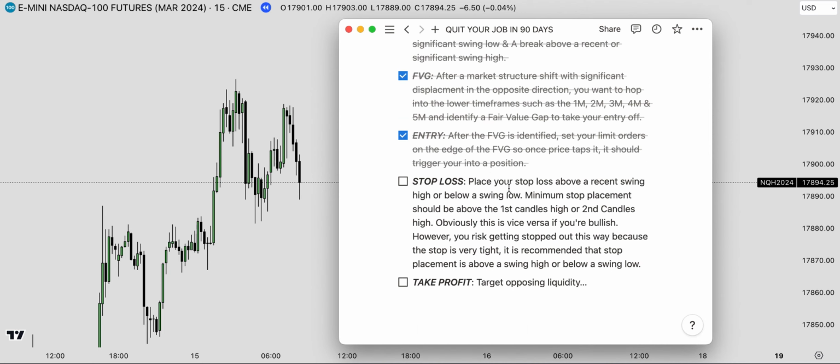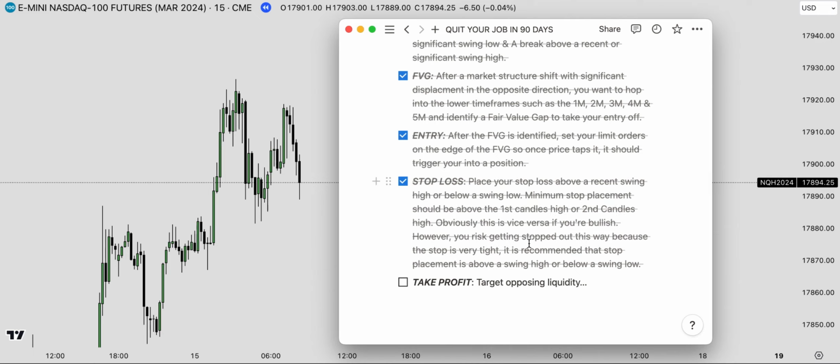Let's quickly go over stop placement. You want to place your stop above a recent swing high if you're bearish, or below a swing low if you're bullish. The minimum stop placement should be the first candle's high or the second candle's high. Obviously, this is vice versa if you're bullish. However, you do risk getting stopped out this way because the stop is very, very tight, guys. It is recommended that your stop should be above a recent swing high or a swing low, okay?